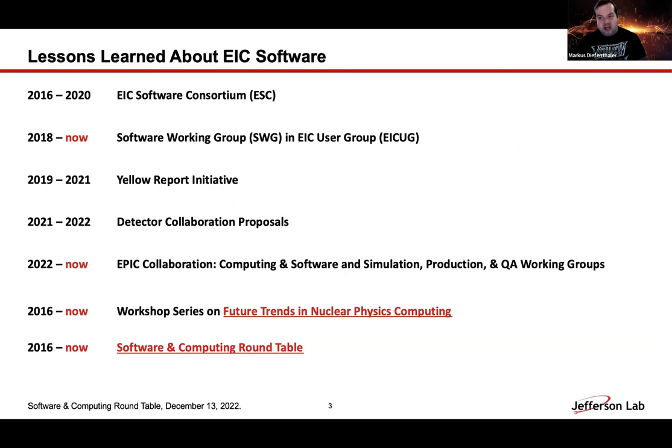The first organized effort on EIC software started in 2016 with the EIC Software Consortium. The EIC Software Consortium was then asked by the EIC User Group, forming in 2018, to be the foundation for its software working group. The software working group was instrumental with the Yellow Report initiatives and also the detector collaboration proposals for the EIC. I will talk a little bit about this later. And then starting from this year, we have the first scientific collaboration for the EIC forming. The name is EPIC, and EPIC has a computing and software, and also simulation production and QA working group.